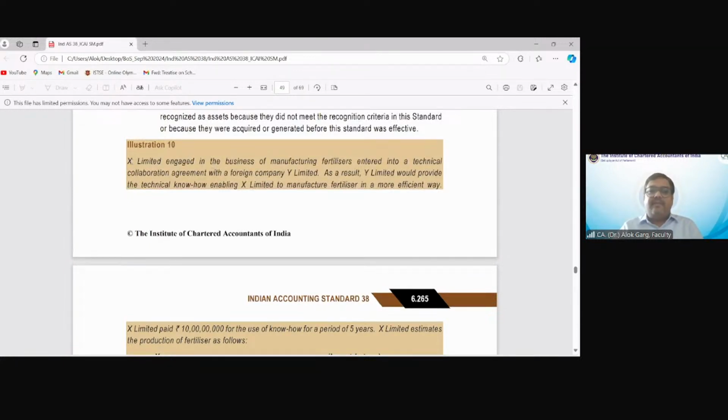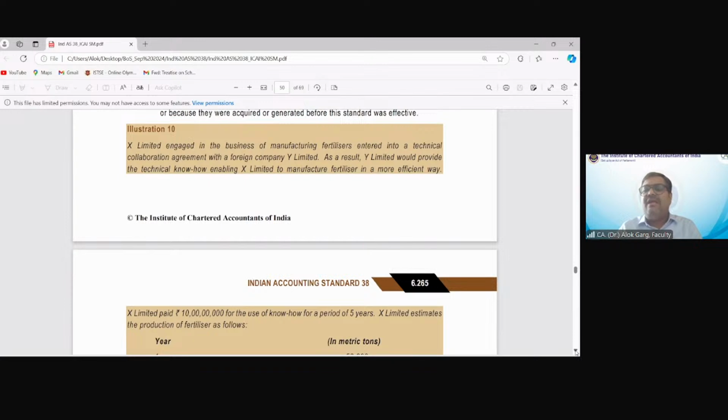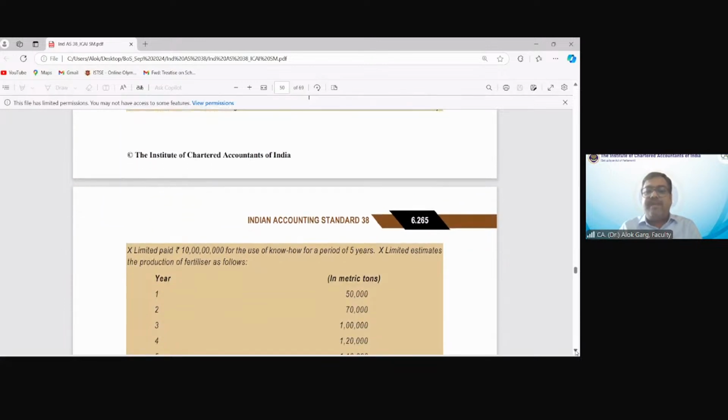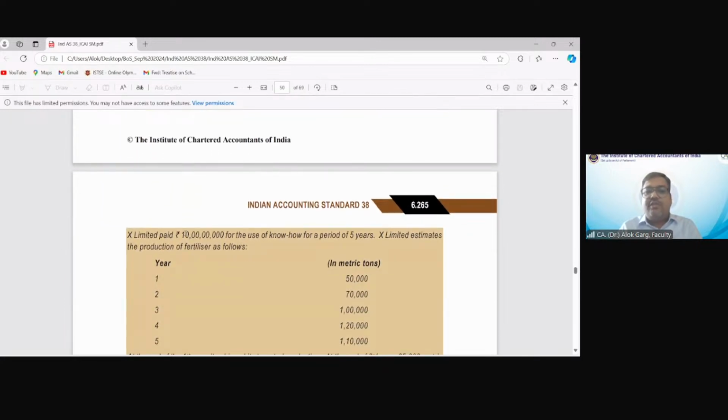Illustration number 10. X Limited, engaged in the business of manufacturing fertilizers, entered into a technical collaboration agreement with a foreign company Y Limited. As a result, Y Limited would provide technical know-how enabling X Limited to manufacture fertilizer in a more efficient way. So what is the intangible asset here? Technical know-how. X Limited paid rupees 10 crore for the use of know-how for a period of 5 years. So the cost is 10 crore, the life is 5 years, which is given. X Limited estimates the production of fertilizer as follows.